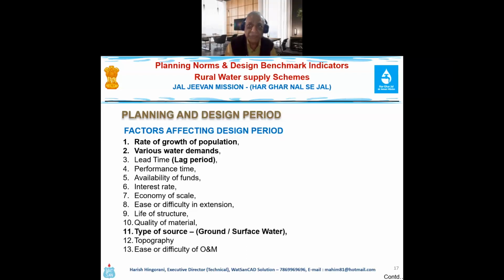Life of the structure, which we'll be defining here. Quality of material is going to play a major role. Type of source, ground or surface, is going to decide the planning and design period. Again, topography, and ease or difficulty in maintenance. Most of these things are mentioned in the CPHEEO manual.